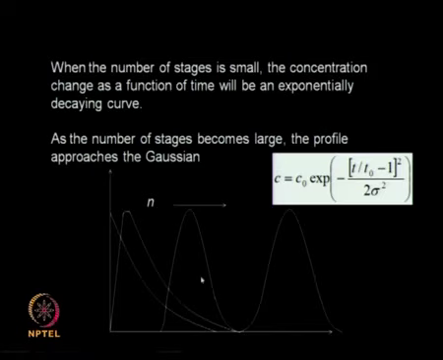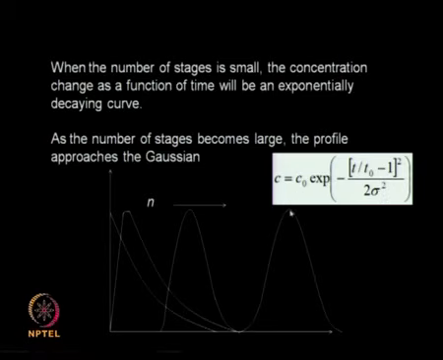So as we keep increasing the number of stages, the shape of the curve initially may appear like this and slowly it will reach a normally distributed shape like this. So for a very large n this is called a Gaussian distribution or a normal distribution, and the equation for a Gaussian distribution, if you remember we introduced it long time back, is C is equal to C naught exponent minus half of (t by t naught minus 1) whole square divided by sigma square.